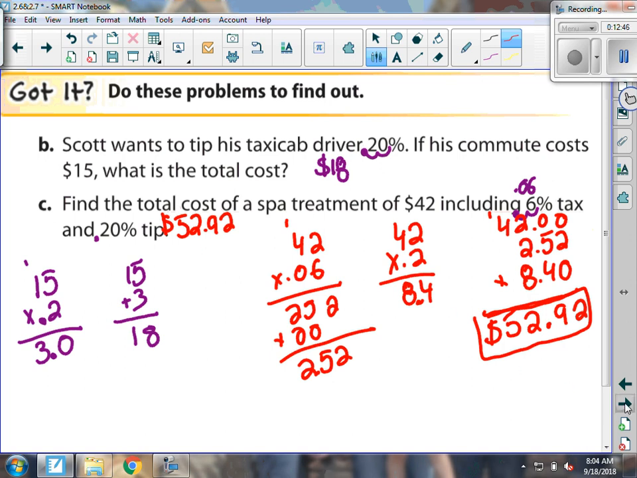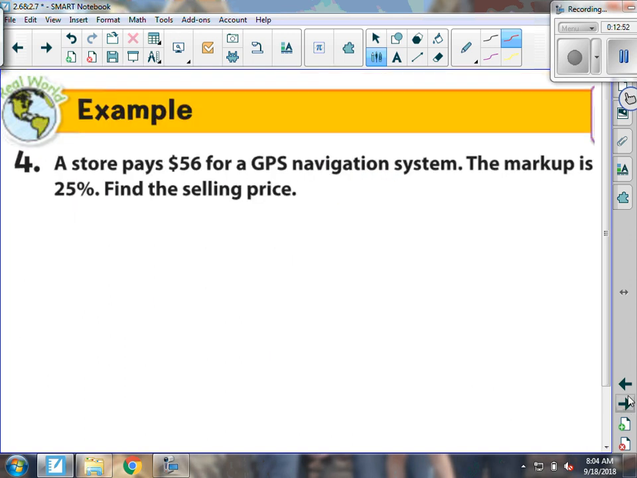Okay, so make sure that you have that down. If you got it wrong, please fix it. Okay, a store pays $56 for a GPS navigation system. The markup is 25%. Find the selling price. We are doing the exact same thing. They're just giving it different terms now. So we're still going to change our percent to a decimal. So that's 0.25. We're going to multiply it by our price.